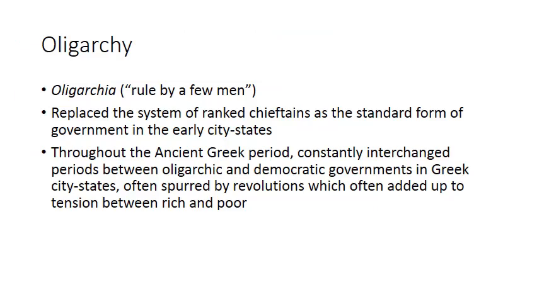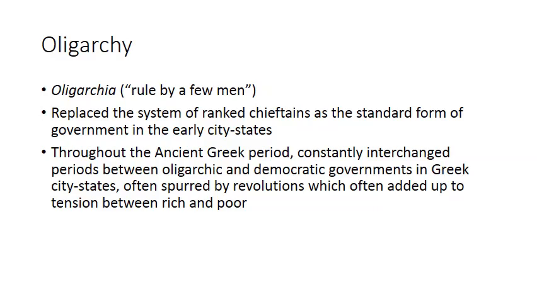An oligarchy. This comes from the Greek term meaning rule by a few men. Obviously, this is typically going to be wealthy men, and so very often oligarchy is going to be somewhat interchangeable with an aristocracy. This replaced a system of rule by ranked chieftains as the standard form of government during the early city-states. Later, in certain areas, they'll be overturned, and then sometimes they make a comeback. Some places they stay as a government system throughout the ancient Greek period.